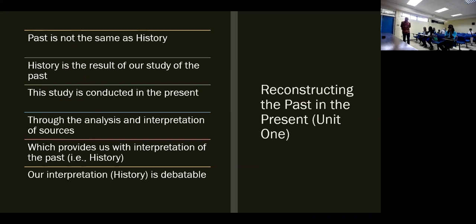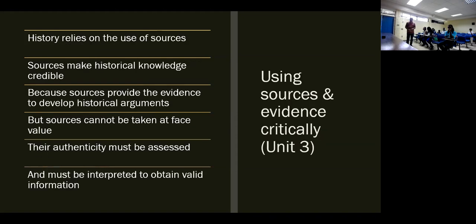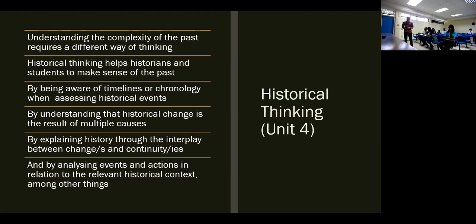So we have tried to understand the nature of what we're doing here, studying the past. We have tried to see how we go about understanding the past, the problems and the questions and so on. We also tried to understand how that study of the past relies on the use of sources that provide information that has to be analyzed on the basis of historical thinking, right? All of that is clear.